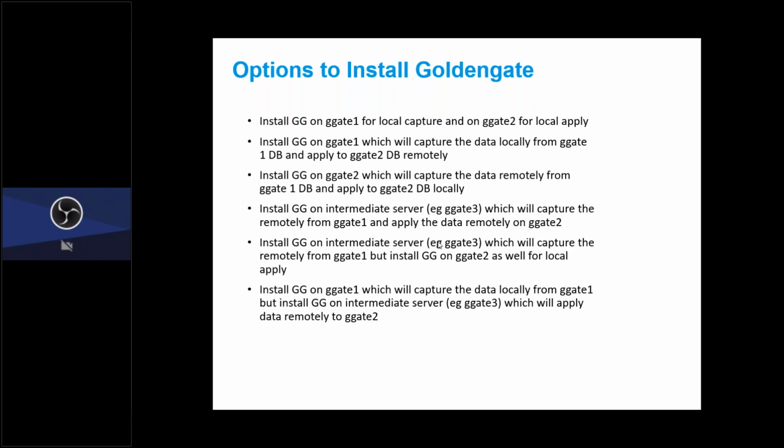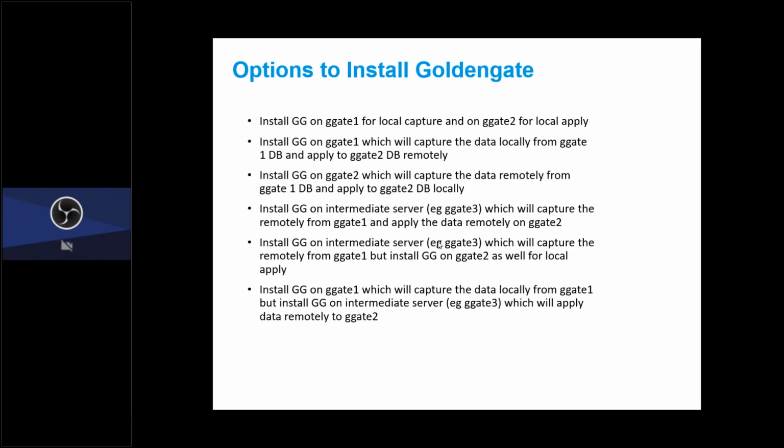So in this case, you have an intermediate server on target, and one server on source. Goldengate is installed on that intermediate server, and then you are using Goldengate to do the local capture but remote apply. So how many Goldengate installations are going to be done over here? 2.